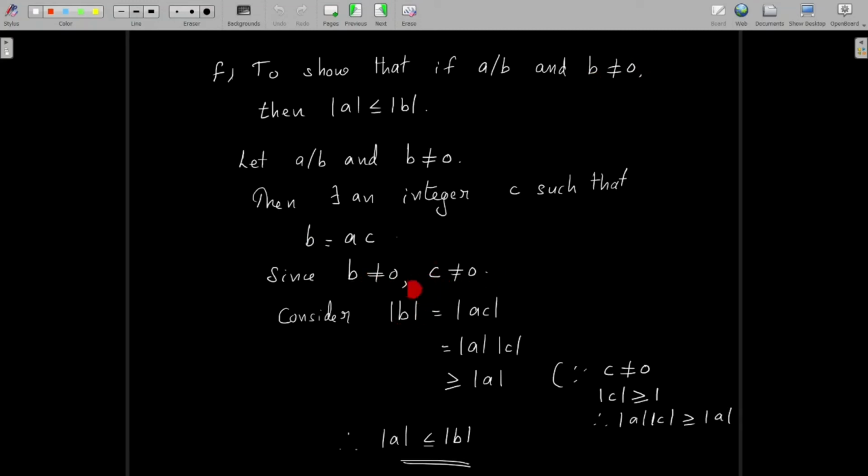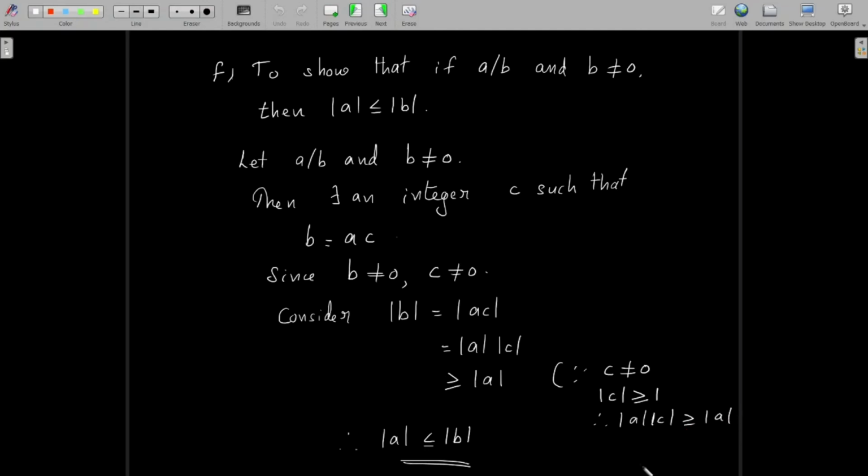Now we consider the absolute value modulus of b. So that's equal to modulus of AC. And we know that mod AC is equal to mod A into mod C. Since c not equal to 0, modulus of c is greater than or equal to 1. Generally, modulus of C is greater than or equal to 0. Here C not equal to 0. Therefore, mod C not equal to 0 and mod C greater than or equal to 1. If we multiply both sides of this inequality with mod A, we have mod A into mod C is greater than or equal to mod A.